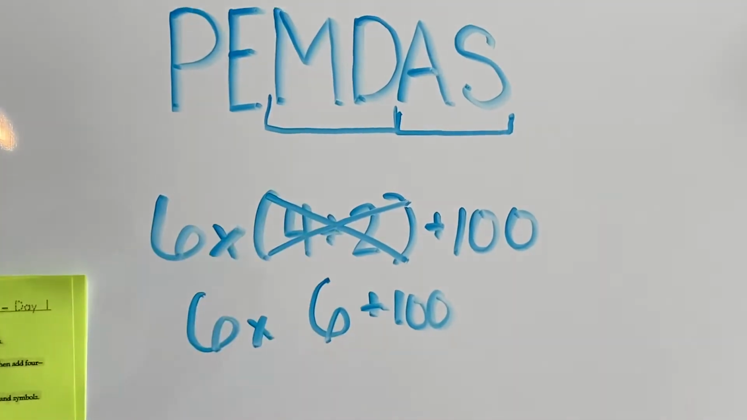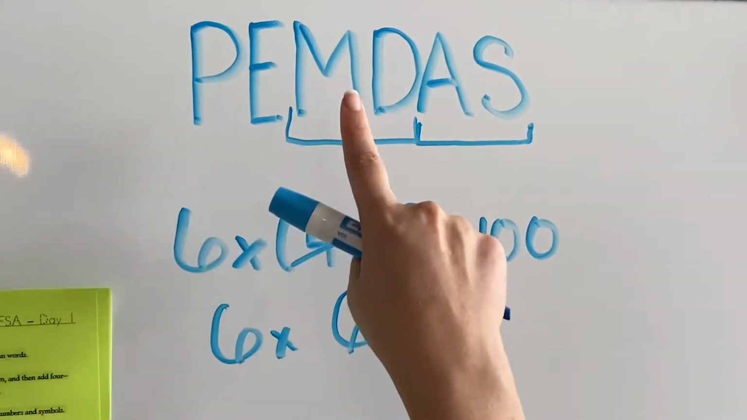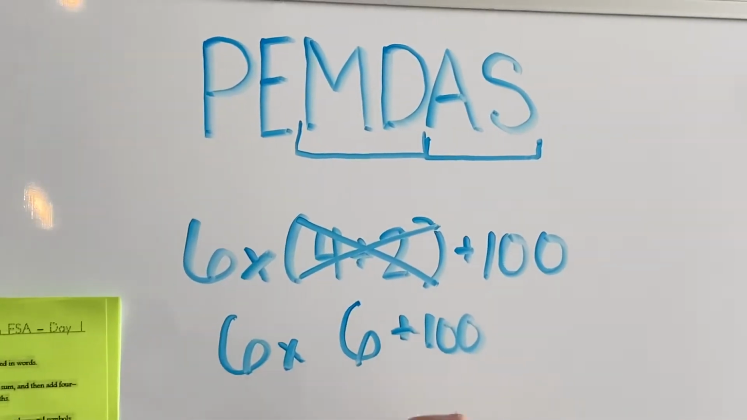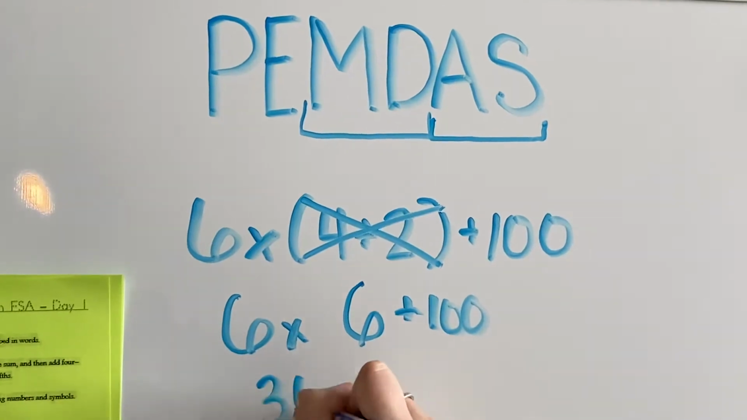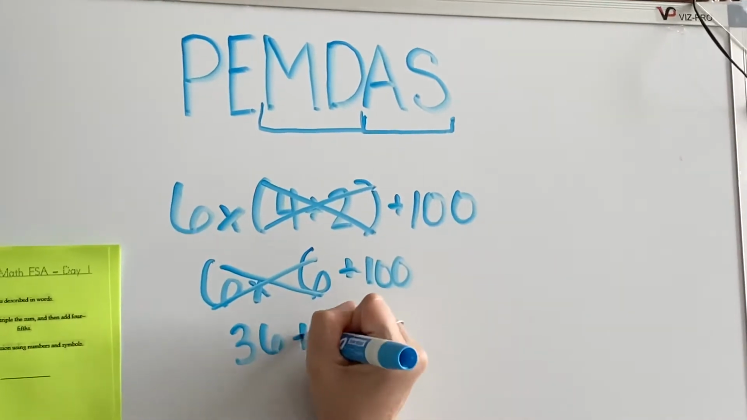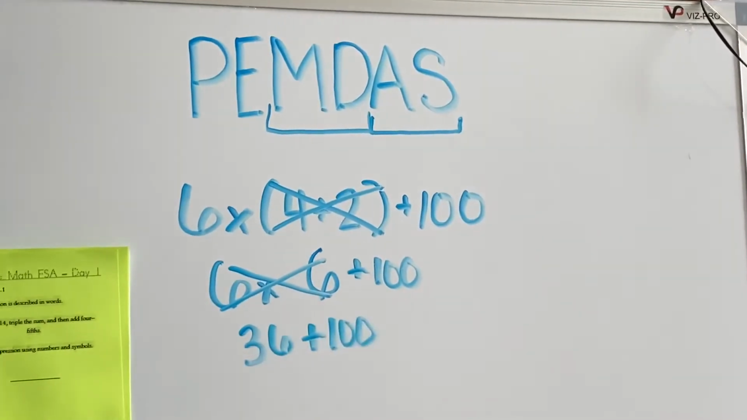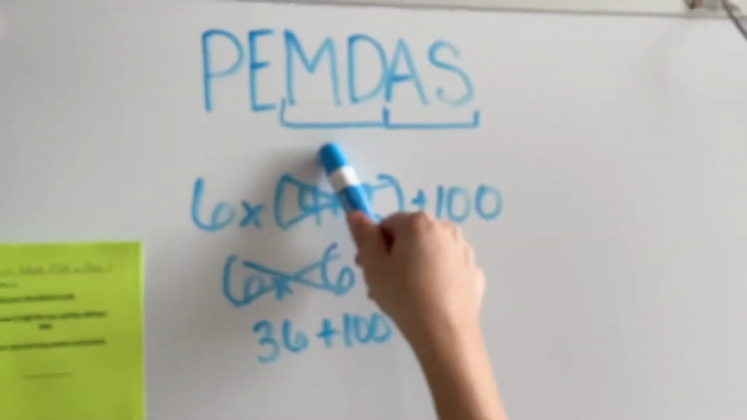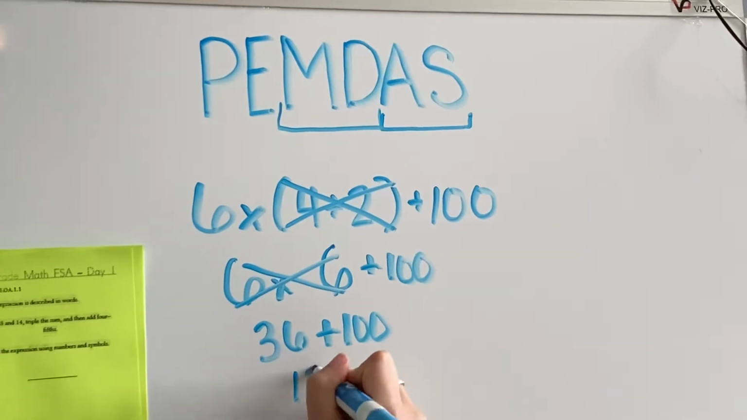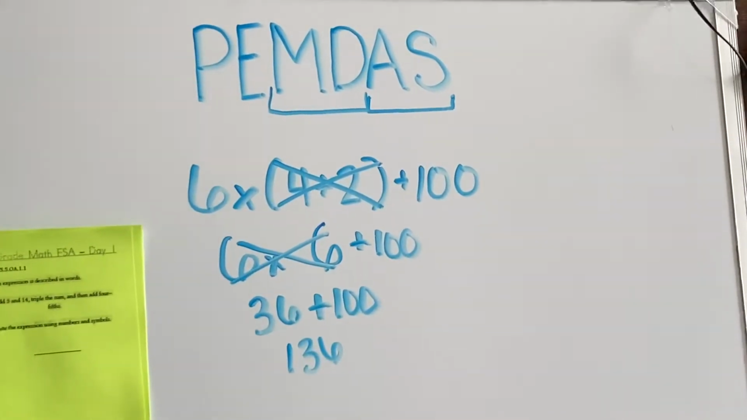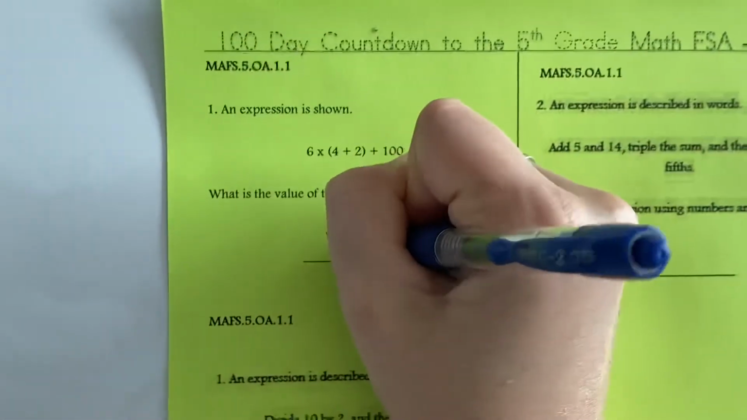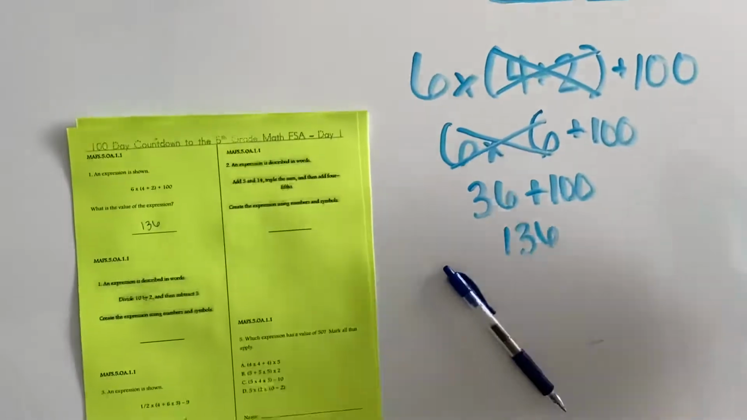So I look, do I have any more parentheses? No. Exponents? No. Multiplication? Yes, I do. I have 6 times 6, which I know is 36. Then cross that out because I've done that. Bring down everything else, plus 100. Now I'm done with multiplication, no division, I have addition. 36 plus 100 is 136. So my answer for number 1, I'll write it over here, is 136.